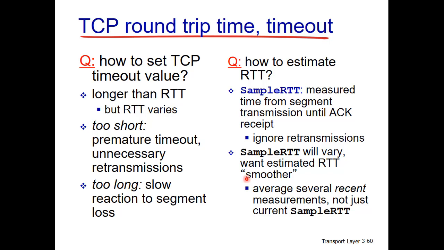Because the RTT, the round trip time, keeps on changing. Why? Sometimes there is no packet in the network, so RTT is small. Once there are a lot of packets in the network, RTT increases. Once there's congestion, it increases more. So how to set the TCP timeout value? It should be longer than RTT.